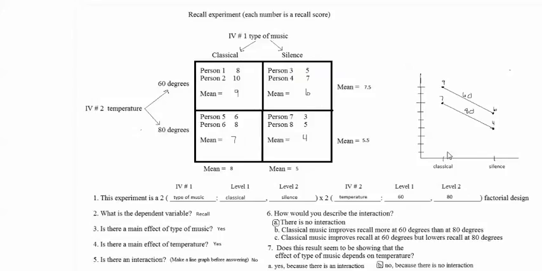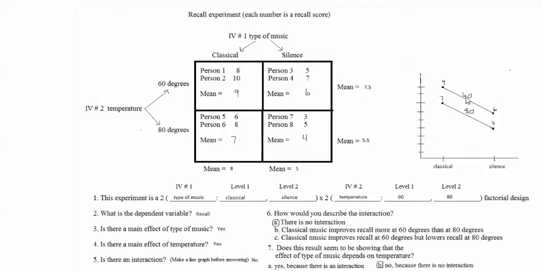And if we plot them in a graph right here, we can see that at 60 degrees right here, the averages for silence and classical are 6 and 9. That's just right here. 6 up to 9. In the 80-degree room, right here, the numbers are 4 and 7. So 4 for silence, 7 for classical. This line goes up by 3. This line also goes up by 3.